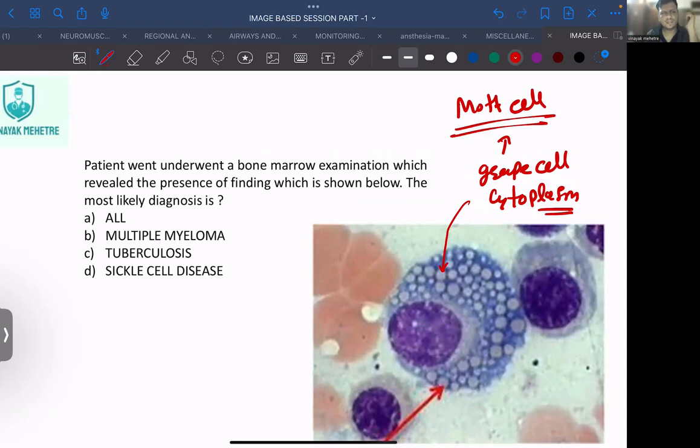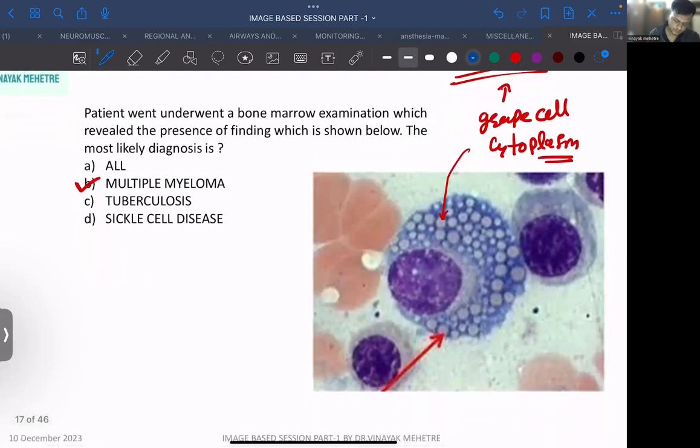Yes, it is also called Malveri. The name is mott cell and it is seen in multiple myeloma. And there is one more cell which is seen in multiple myeloma. Can anybody tell? A cell with a flame, a burning cell. It looks like the cell is burning. The name of the cell itself is flame cell. What will we call it? Flame cell.